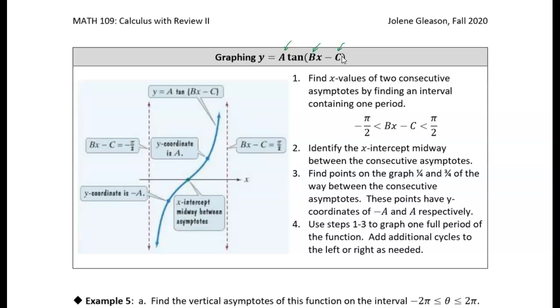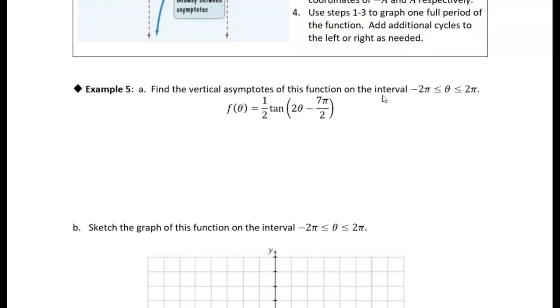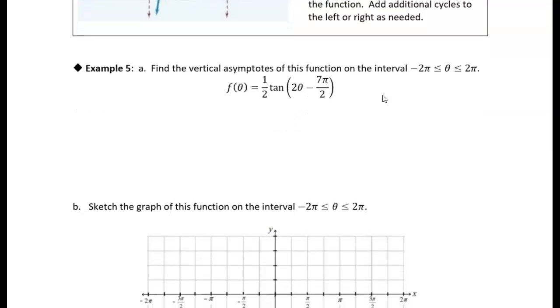It would normally go between 1 and minus 1, but then we're multiplying by a, so it's actually going to go between minus a and positive a. Okay, so let's go through this process here. I think it'll make more sense when you see it in action.